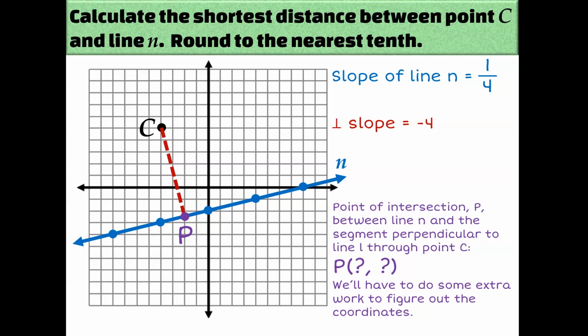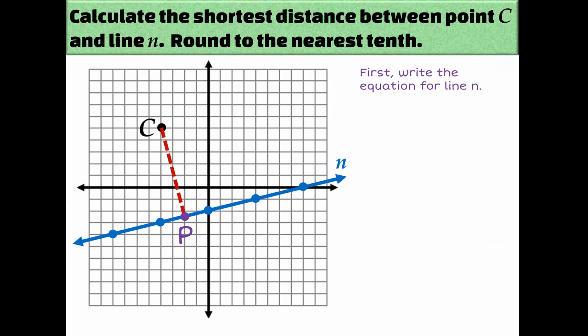We're going to set up a system of equations in order to solve this. We're going to write an equation for line N, which should be pretty easy because it's already been graphed for us. And we're also going to write an equation for line CP, which might be a little bit more challenging. So let's take this one step at a time. First, we're going to write the equation for line N.